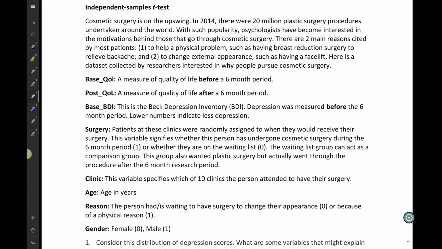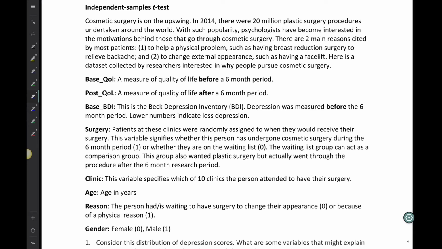Base BDI, which is the Beck Depression Inventory score. That's a very common tool or survey that's used to assess people's depression levels. So in this case, depression was measured before the 6-month period started. And low numbers on this BDI indicate less depression. So lower numbers mean less depression, higher numbers mean higher depression levels.